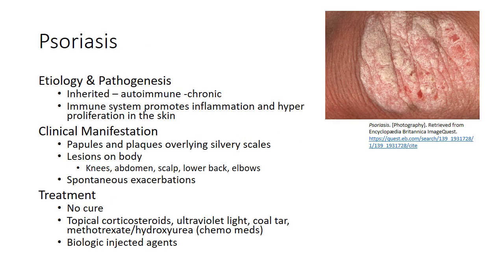Psoriasis is a common chronic skin disease that happens when the immune system promotes inflammation and hyperproliferation in the skin. It leads to the formation of papules and plaques with an overlying silvery scale. So think silver psoriasis. We don't know why it's caused. Hey, we're back to that. But we do know that there is a genetic component, which means that you can inherit it. Lesions can appear anywhere, but usually and most often they seem to be located on the knees, abdomen, scalp, lower back, elbows.